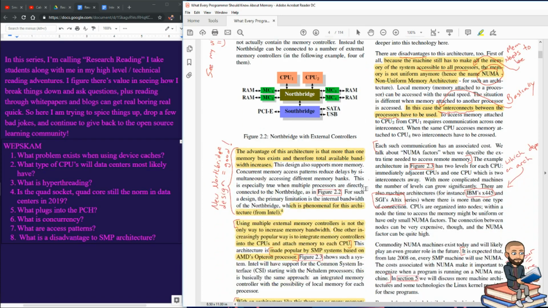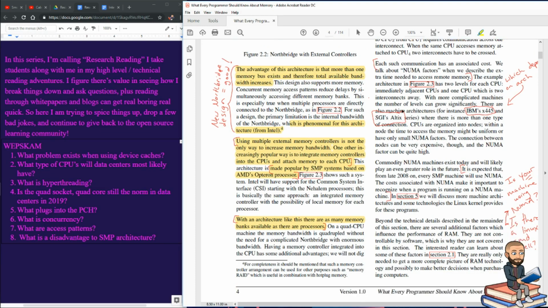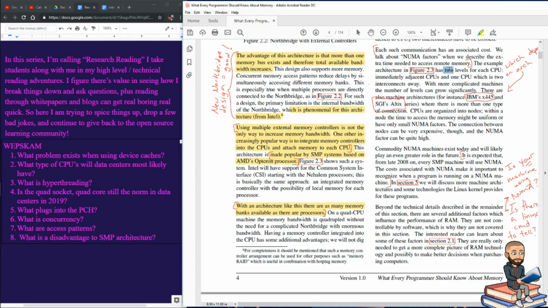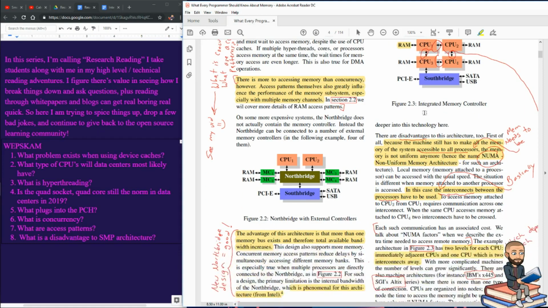Each such communication has an associated cost, and we talk about NUMA factors when we describe the extra time needed to access remote memory. So they explain that there's 2 levels for each CPU. As you saw in the picture, you have a CPU that's immediately adjacent to the RAM that's needed, and then you'll have one which is 2 interconnects away. Alright, so a picture's worth 1,000 words. Again, using our example, here is one interconnect, if you can see where my mouse is, and here is the second one. So the slowest would be through 2 interconnects. The fastest would be if the CPU 1 needed this one, it's only 1 interconnect and everything's all good.